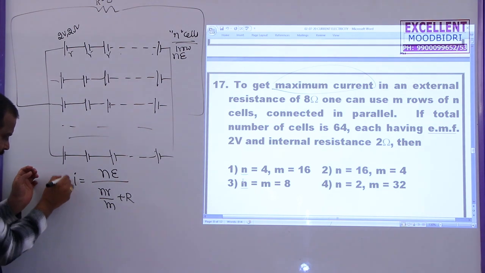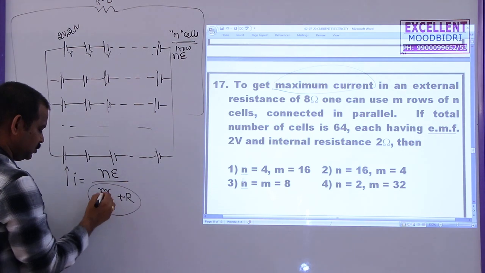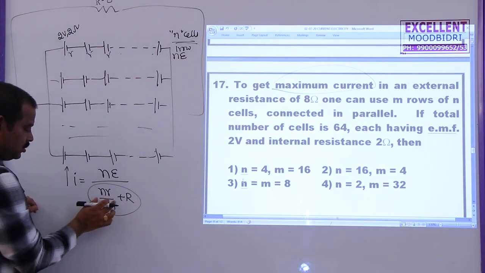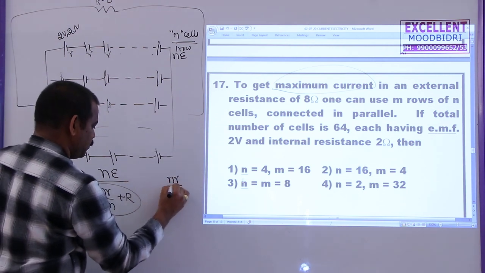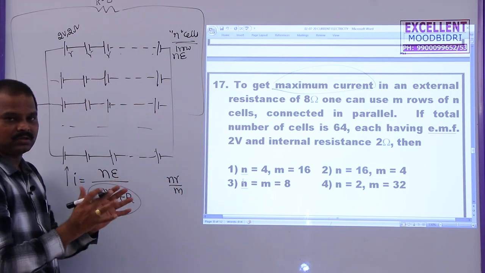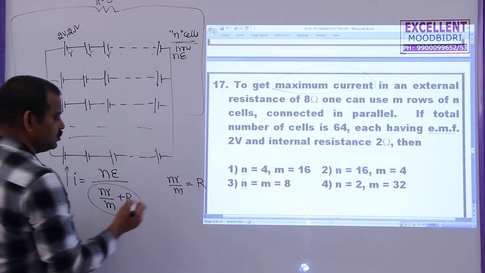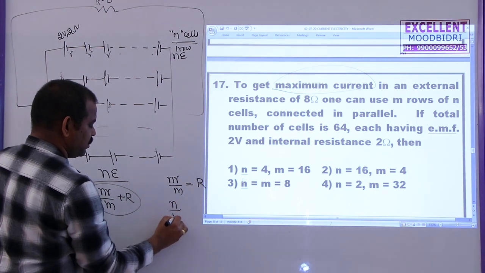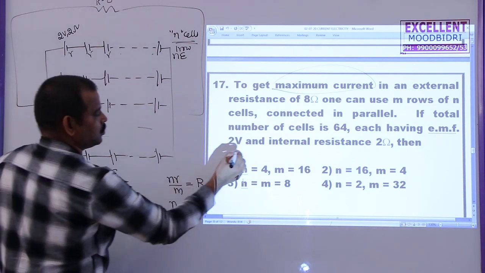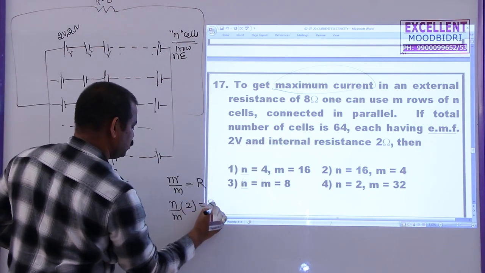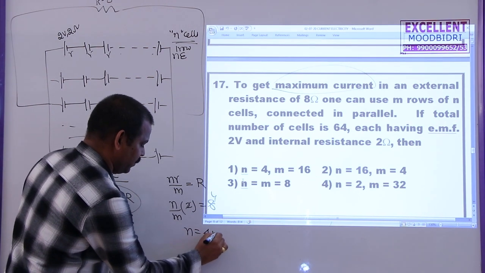So for this current to be maximum, the denominator should be minimum. For this to be minimum, we can say this plus this must be the same. So we have the formula Nr by M, that is the net internal resistance of this circuit, must be equal to the external resistance. So N by M into r, where r is the internal resistance of each cell, which is given as 2 ohms. So 2N by M is equal to 8. So N is equal to 4M.